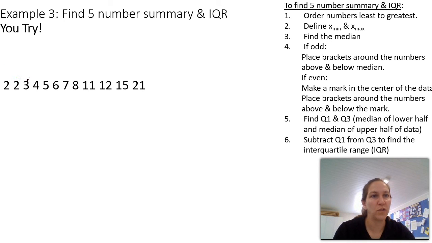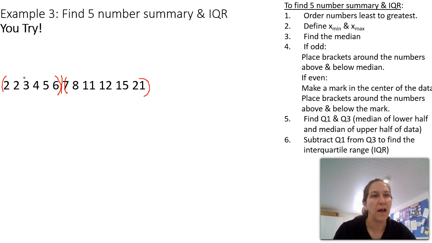So 1, 2, 3, 4, 5, 6, 7, 8, 9, 10, 11, 12. So our median should be at 6. So I've got 3 and 3. This should be my median right now. I've got an even number of values. So I draw a bracket around those values.